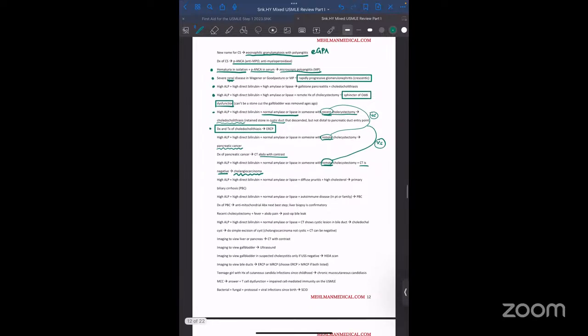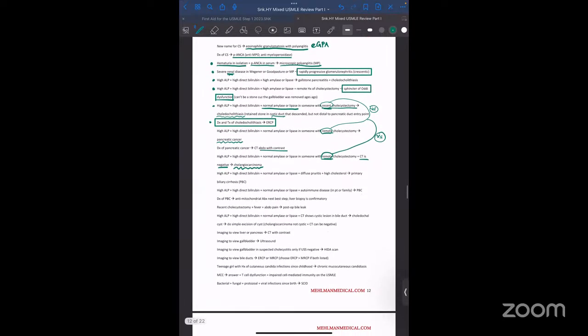Next, high ALP plus high direct bili plus normal amylase or lipase plus diffuse pruritus plus high cholesterol is PBC, primary biliary cirrhosis. Nice. High ALP plus high direct bili plus normal amylase or lipase plus autoimmune disease, either in the patient or the family, also think PBC.